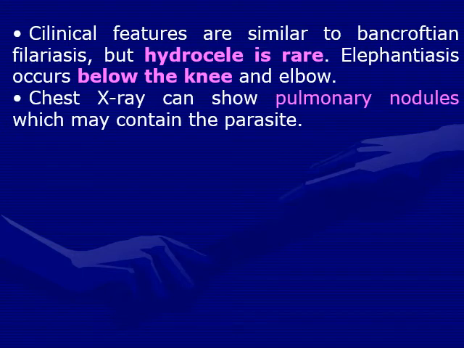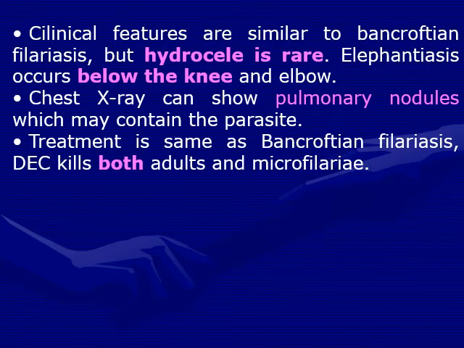Chest X-ray can show pulmonary nodules which may contain the parasite or the adult worms. Treatment is same as bancroftian filariasis, and diethylcarbamazine in this case kills both adults and microfilariae of Brugia malayi, but in case of Wuchereria bancrofti, it kills the adults only.